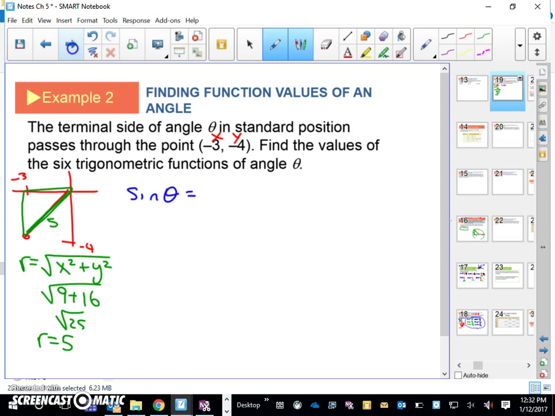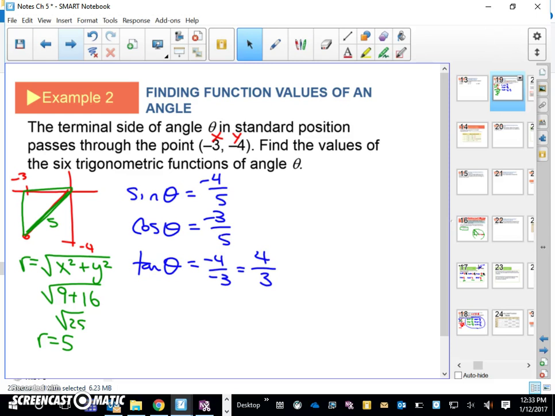Sine theta, sine is Y over R, that's -4/5. Cosine goes with X, so that's X over R, -3/5. Tangent, you just need to remember Y over X, that's -4 over -3. You're going to have to reduce if possible. In this case, I simplify that to +4/3.